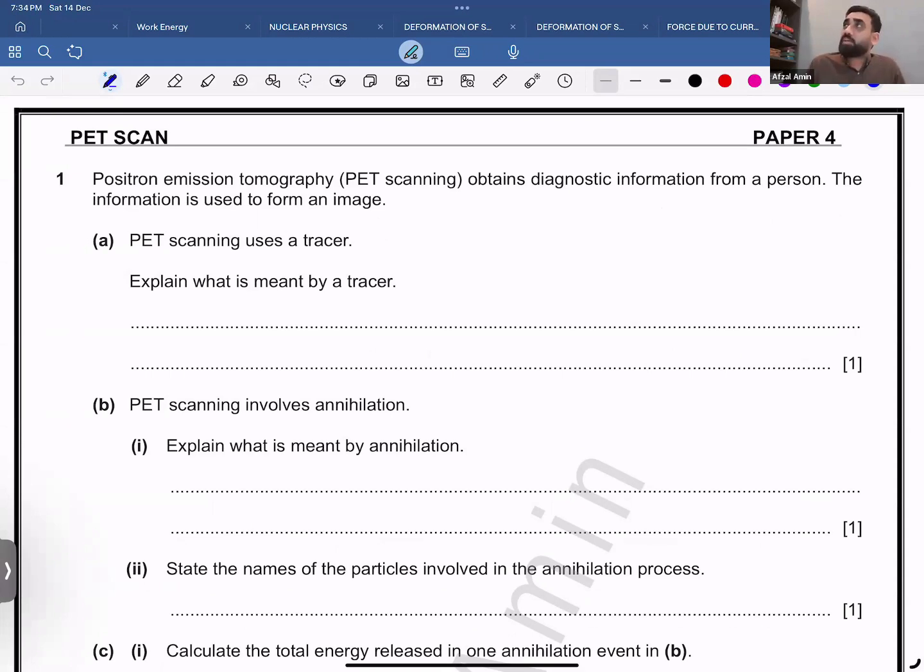obtains diagnostic information from a person. The information is used to form an image. PET scanning uses a tracer. What is meant by tracer? It's a radioactive substance which is introduced into body and absorbed by the tissues to be studied.